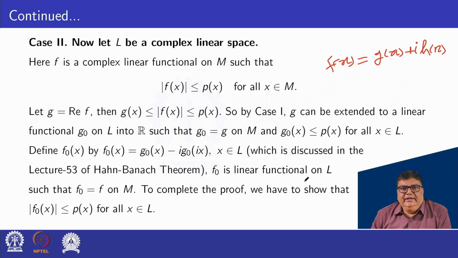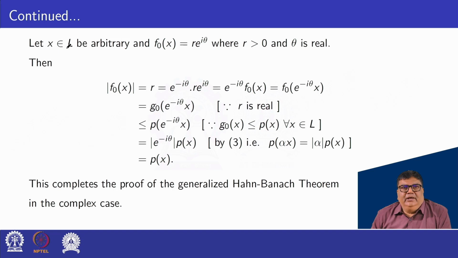f0 is a linear functional on L such that f0 is equal to f on M. To complete the proof, we have to show that |f0(x)| ≤ p(x). Let x belonging to L be arbitrary and f0(x) = r e^{iθ}, where r > 0 and θ is real. Then |f0(x)| = r.